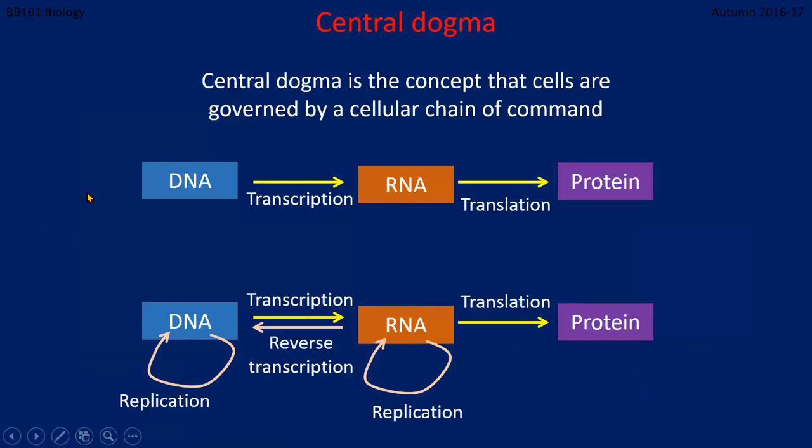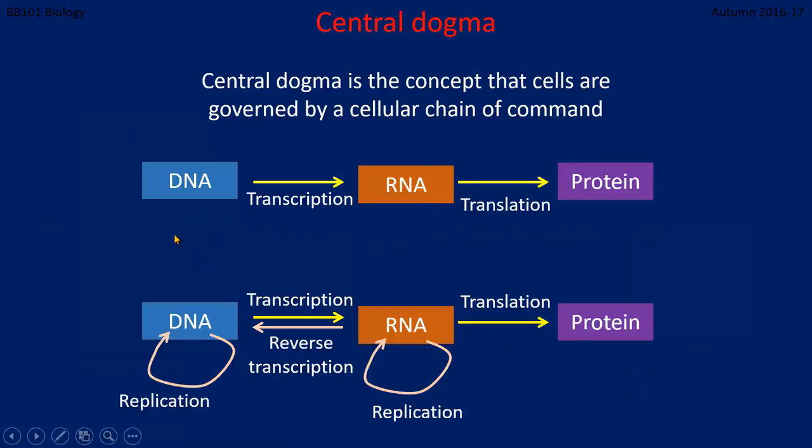Overall, when you think about the central dogma, this is what the flow chart looks like. From DNA, the information is transcribed, a process called transcription, into RNA. And from RNA to protein, that information is transmitted, and the process is called translation.